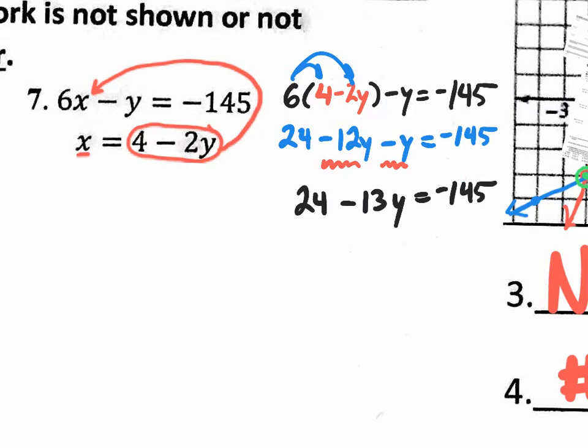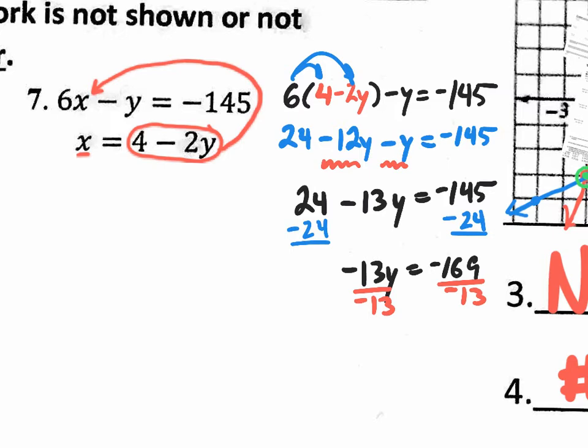Now, I still need to solve this equation, so I'm going to get rid of the 24 by subtracting 24. What I do to one side, I do to the other side. And of course, you can use a calculator, and you should use a calculator. We're going to go negative 13y equals negative 145 minus 24, on a calculator is negative 169. And of course, we're going to divide by negative 13. So we divide by negative 13, we get 13. So y equals positive 13, because a negative divided by a negative is a positive.